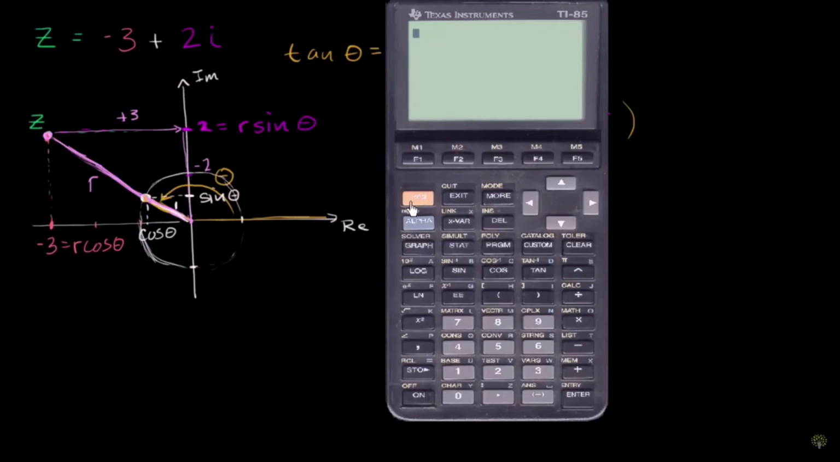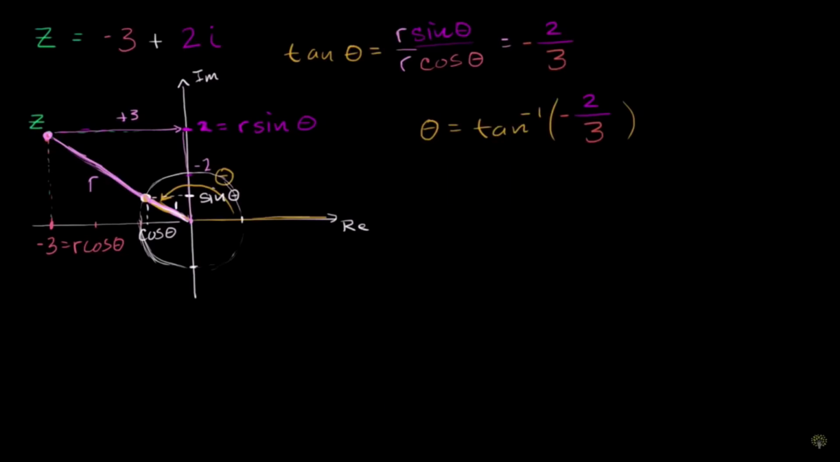I can take the inverse tangent of negative 2 divided by 3, which gets us negative 0.58800, on and on and on. So if we round to the nearest hundredth of a radian, it'd be negative 0.59. So this is approximately negative 0.59. Now, is this the right angle? Is this the theta that we are looking for?